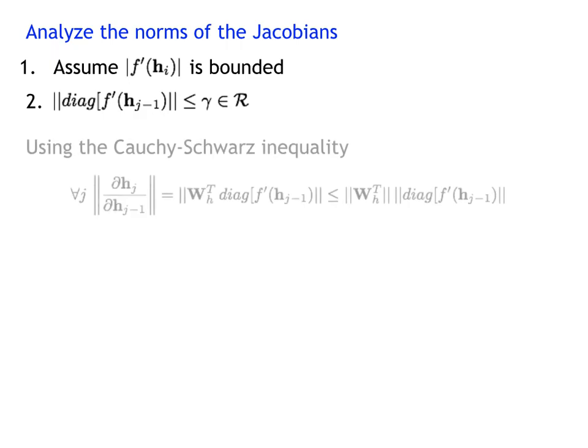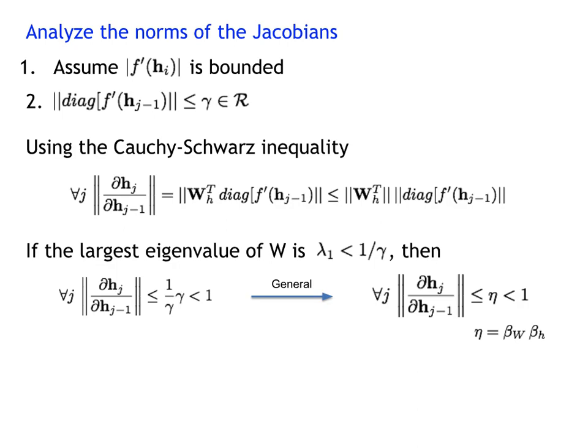So given this first assumption, now we just look at one of these terms, and then after we can take the product. So first we would just look at one. For each fixed j, it's quite easy. This is just the Cauchy-Schwarz inequality. We use this because we want to use the first assumption. And then you see that the point here is as follows: W is a matrix, right? So we look at the largest eigenvalue, lambda 1, and for the moment, we assume that lambda 1 is smaller than 1 over gamma, where gamma was the value that was bounding the other norm. So this means that you get 1 over gamma, so this term alone is smaller than 1. Or in general, you have some term eta that is more than 1.